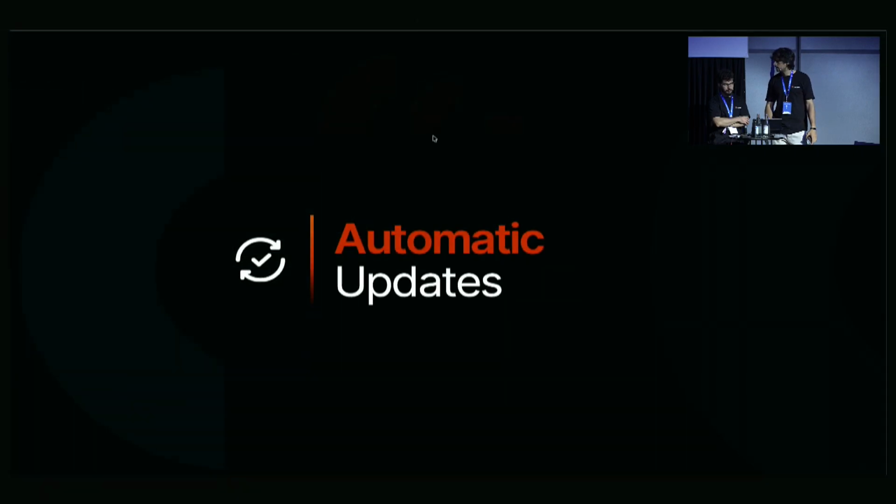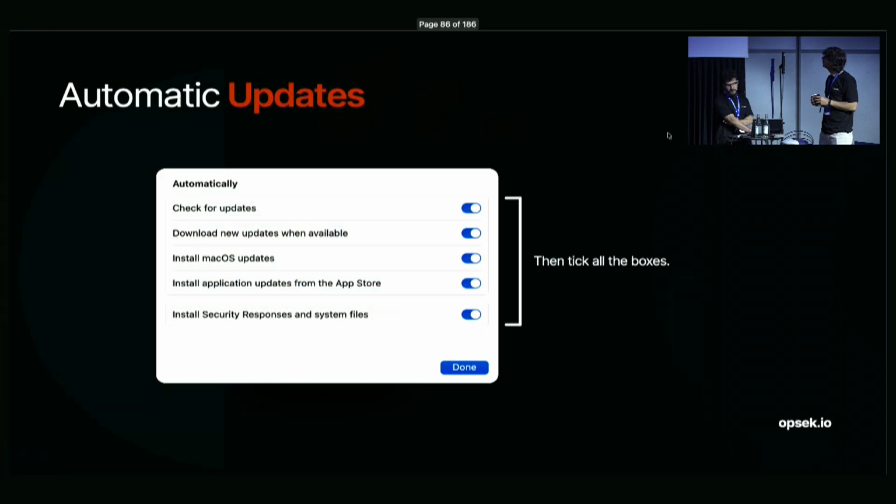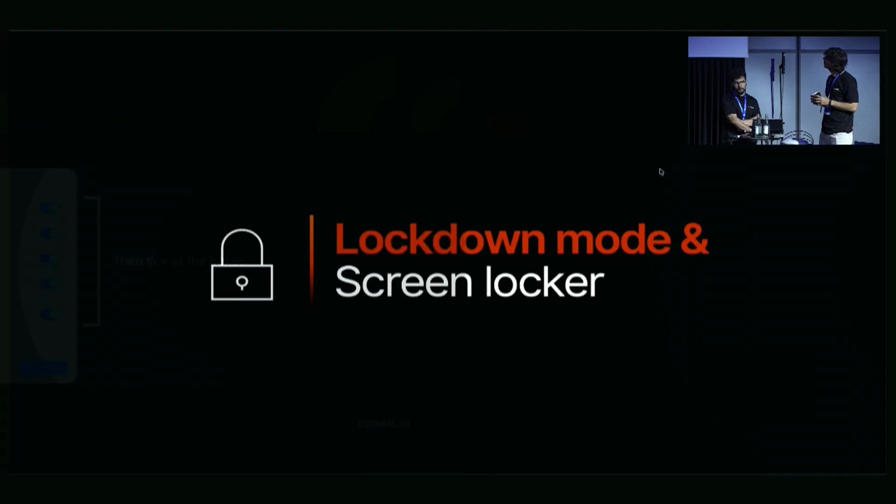Okay, automatic updates. Okay, perfect. This is something that comes enabled by default, but you would like to check and be sure that your system is automatically updating itself. So yeah, you will have to go to software updates and see that all the boxes are ticked, and you are updating all the software automatically.